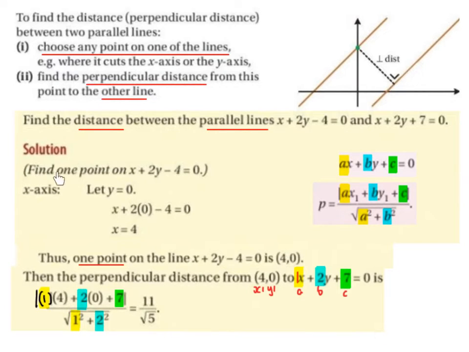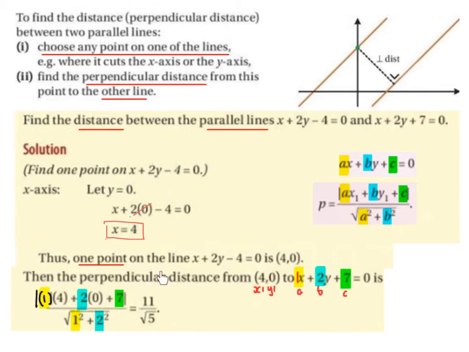So we need to find one point on one of the lines. So we're going to go with the line x + 2y - 4 = 0. So we can let y equal 0, so swapping the y for 0 with brackets around it. We get x + 2 times 0 - 4 = 0. 2 times 0 cancels, so we get x - 4 = 0, so x is 4. Thus, one point on the line x + 2y - 4 = 0 is (4, 0).